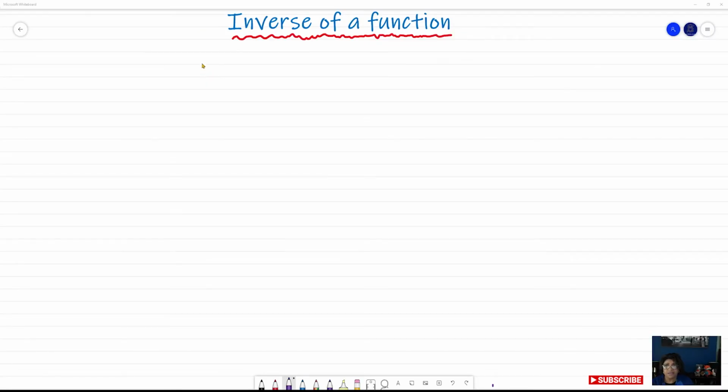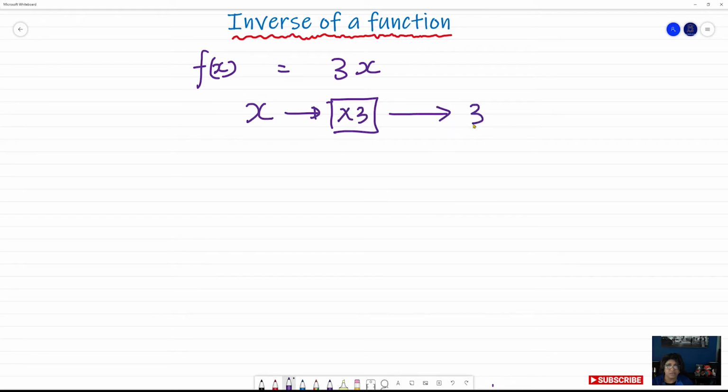What is an inverse of a function then? Well, the best way to understand this is to try and define function of x first. So let's say function of x is equal to 3x. What does that mean? Well, we had unknown x and then something happened to it. So it was multiplied by 3 and then we got 3x.